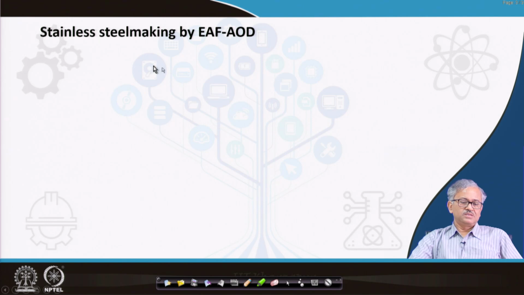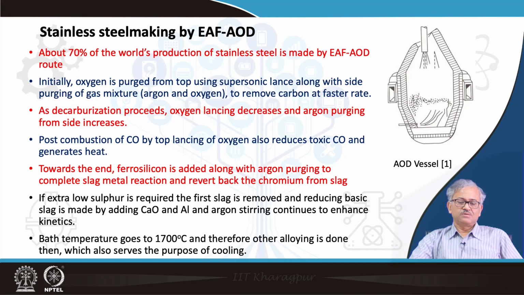Now let us see stainless steel making, the industrial process, what is there. Some of the points I will write that are used in the industry. This is the AOD vessel, and this is how the AOD vessel looks.